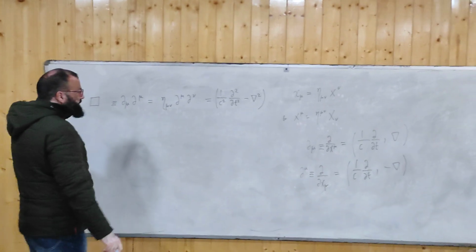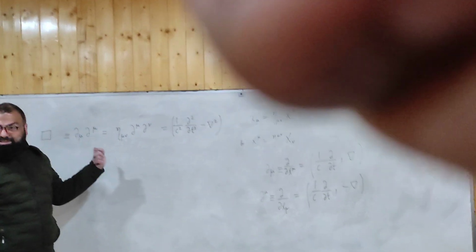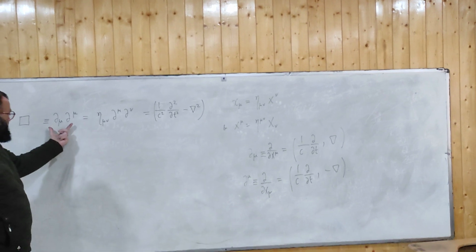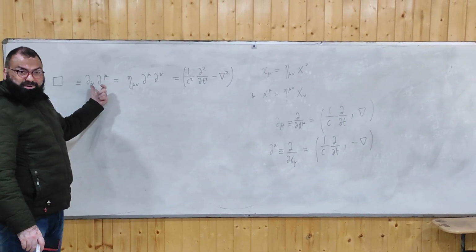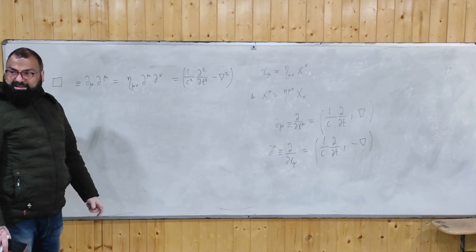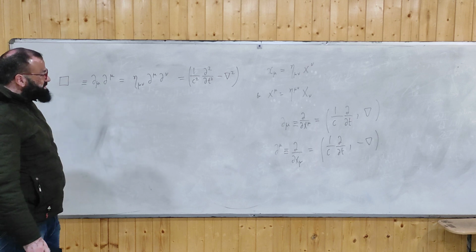So this is how we define it. This is a Lorentz invariant quantity. Clear? Because if you see, this is a scalar quantity, partial mu, it's a scalar quantity. A dot product between two vectors is a scalar quantity. It's a Lorentz scalar, a scalar under Lorentz transformation.